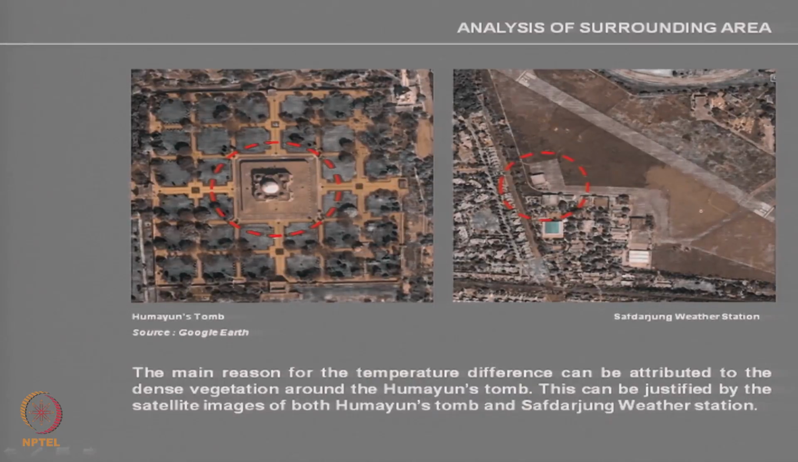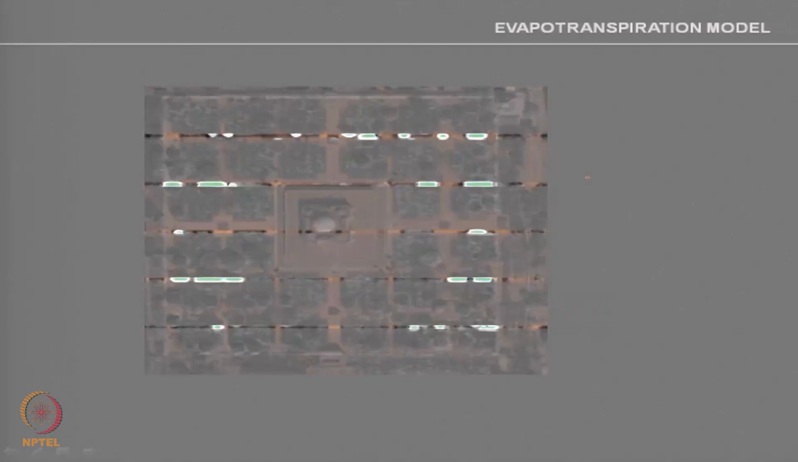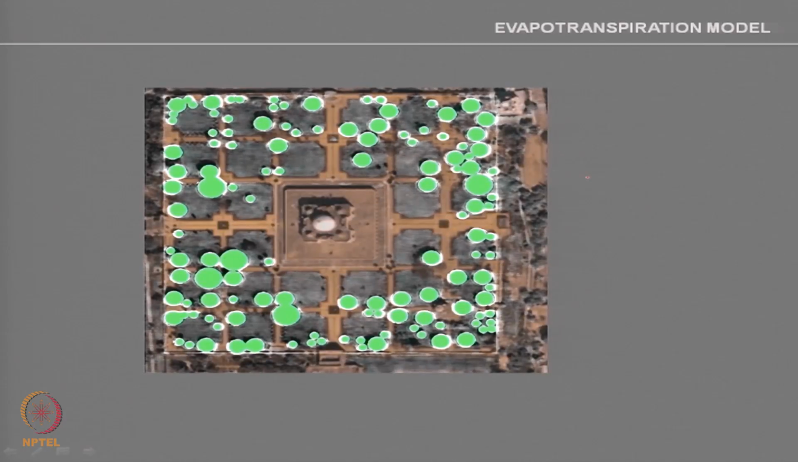For example, this was a case where we did model the Humayun's tomb, where there are a lot of trees, and this is vis-a-vis another place, another weather station whose data was available to us. This data was measured by us in a project. And this had a lot of trees, as you can see, while this did not have. This is a weather station, Safdarjung Airport in Delhi, and then these trees can be thought of as hemispherical bodies, green bodies.